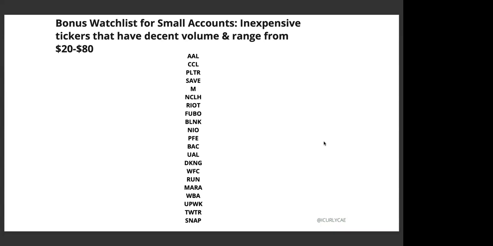But this is a list that'll at least give you something to look at, so you never have a day in the market where it's like nothing is moving. Something on this list is going to move. You know what I mean? And so you have your options of making money just by looking at these particular tickers that may fall within a budget for someone that has a smaller account size.